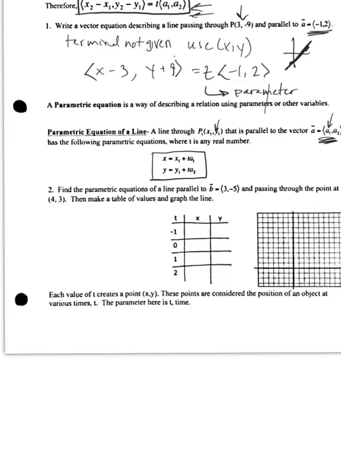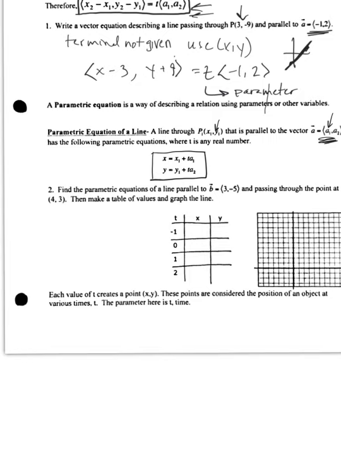So it says to find the parametric equations of a line parallel to vector b and passing through a point at (4, 3). Make a table of values and graph the line. Now this table is a little bit extreme. There's kind of a lot of values there. I don't know necessarily that we need that many, but let's start by setting this up.